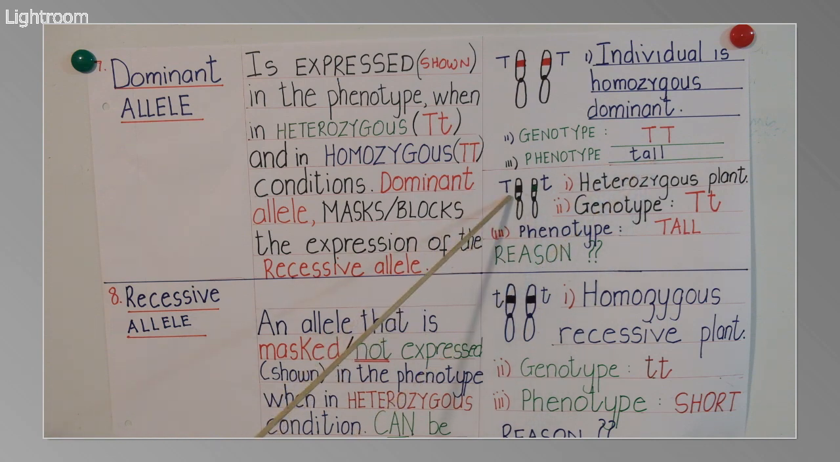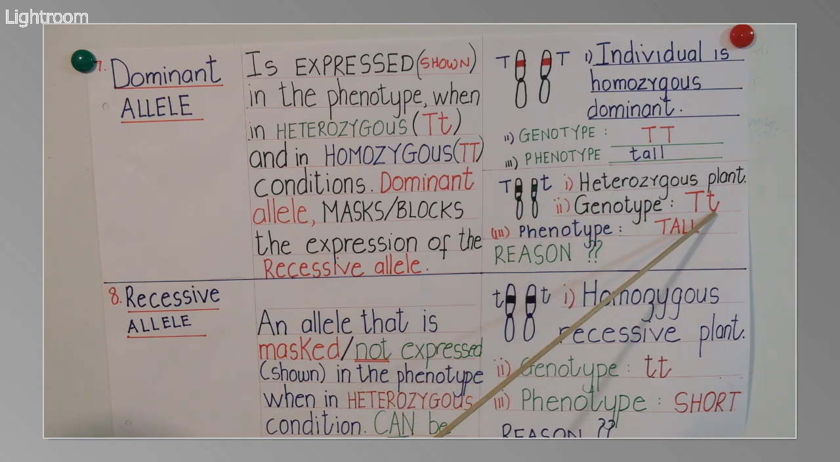However, if this dominant allele is in combination with a recessive allele, the recessive allele will not be able to express itself in the phenotype of the plant. Only the dominant allele would be able to express itself in the phenotype of the plant. And so therefore the individual is said to be heterozygous because it's got two different alleles coding for the characteristic of height, and the genotype would be representing the two alleles, the capital T for the allele which codes for tallness, and the small letter t would represent the allele coding for shortness.